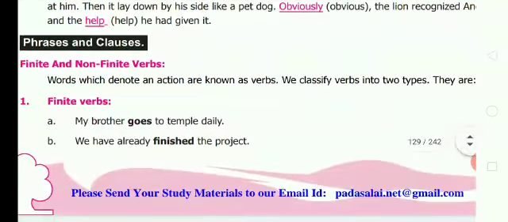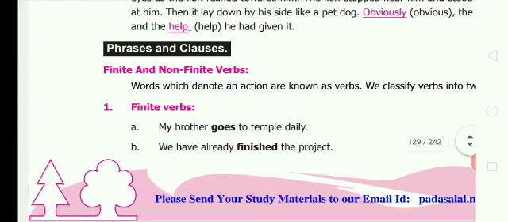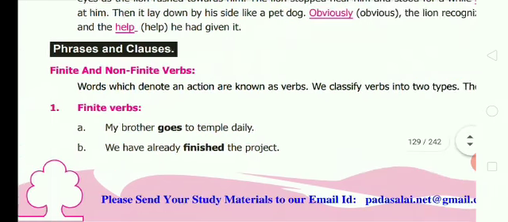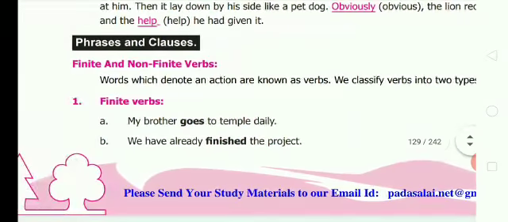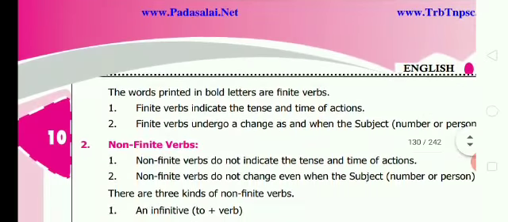Moving on to next exercise, that is phrases and clauses. There are finite and non-finite verbs. Words which denote an action are known as verbs. We know. We classify verbs into two types. They are finite and non-finite verbs. First one we shall see finite verbs. A. My brother goes to temple daily. B. We have already finished the project.